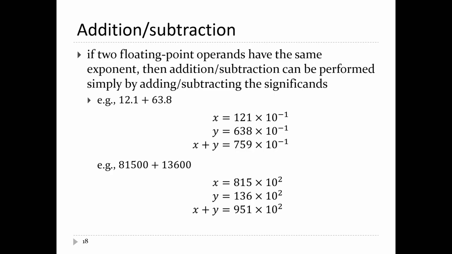If it's subtraction, it's the exact same thing. Just subtract the two values. Here's another example, 81,500 and 13,600. Just write out your two numbers in our floating point format. So 815 times 10 to the 2, 136 times 10 to the 2, and just add the two integer parts. Exponent stays the same. So that's 951 times 10 to the 2.